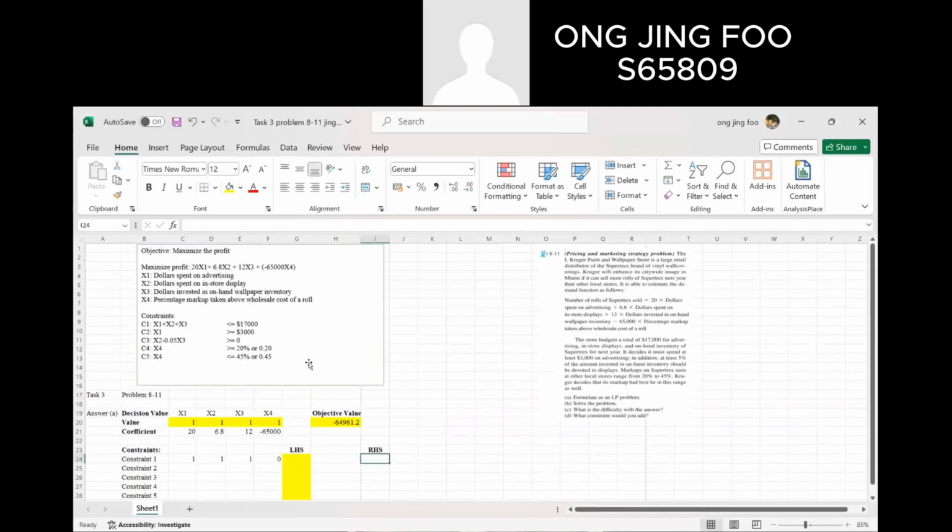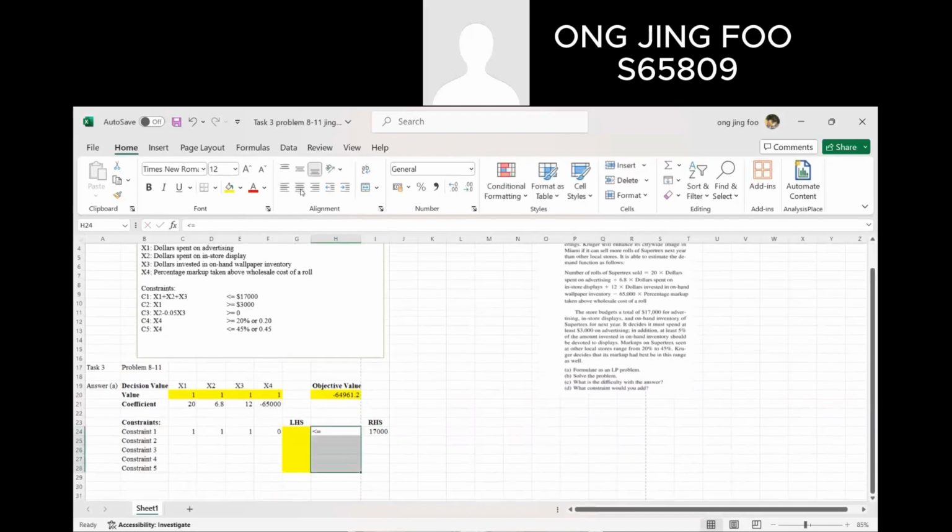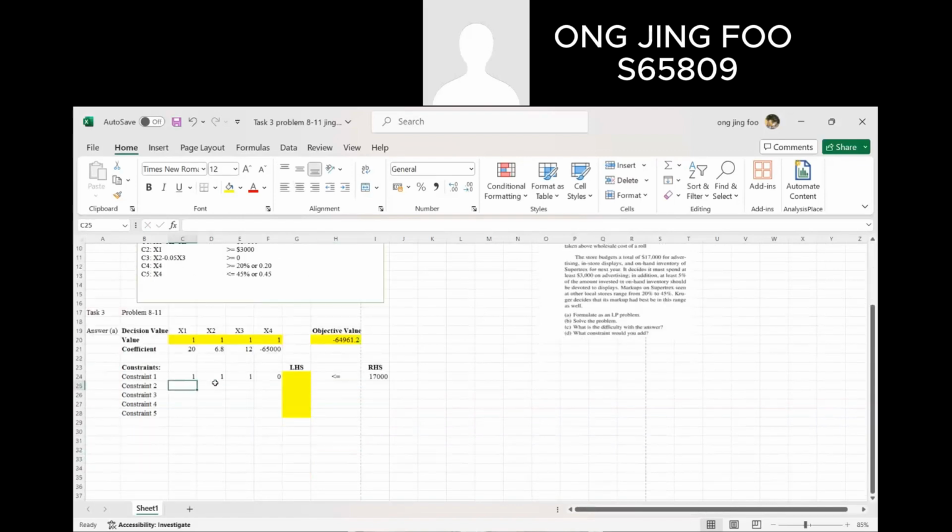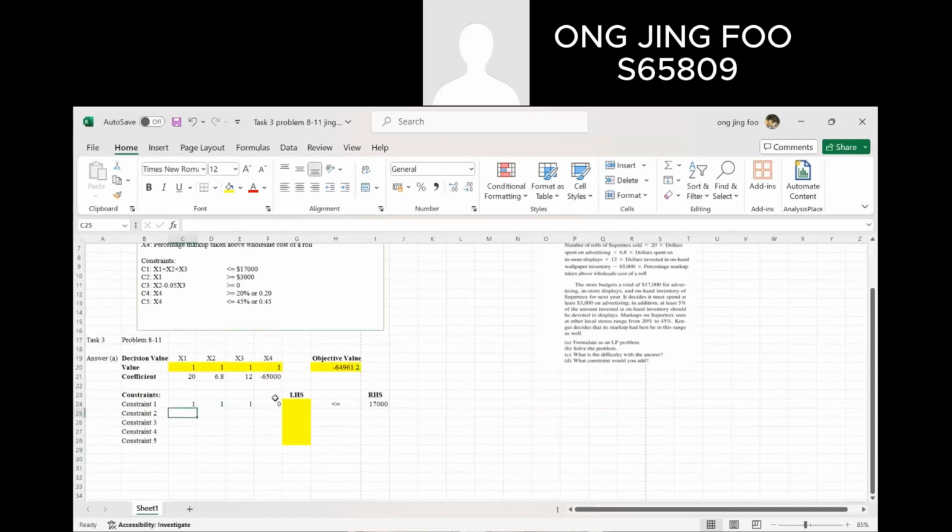And on our right hand side we have the value already from our questions. So it's about 16,000, and the symbol is less equal, so we just put less equal. Actually this is not necessary, but personally I suggest you put the symbol down, because it gives us a clearer vision. So I suggest you put it down.